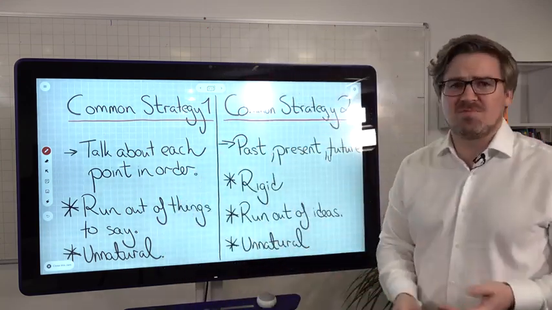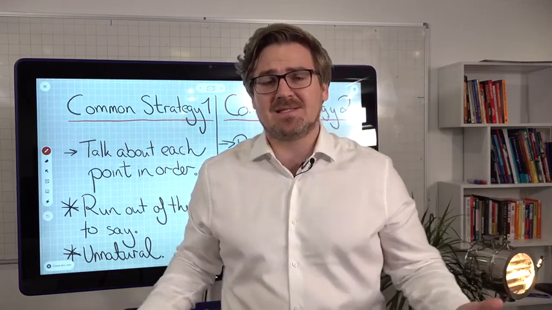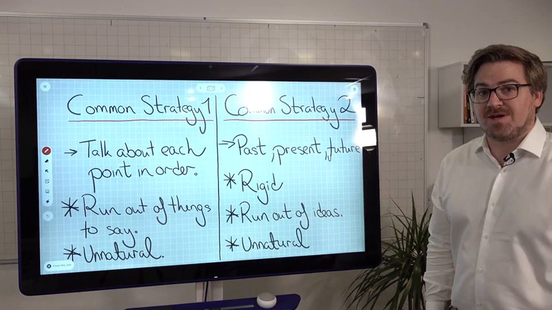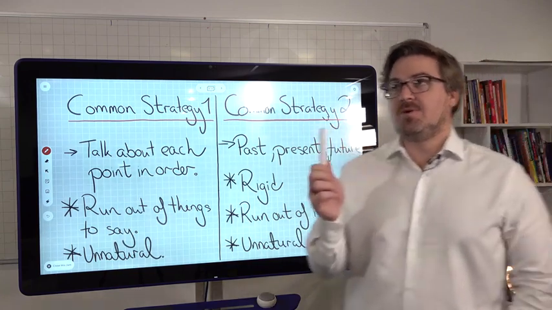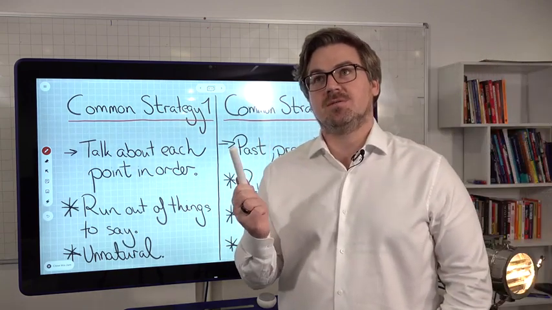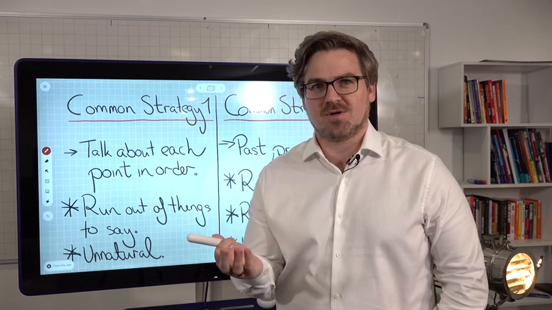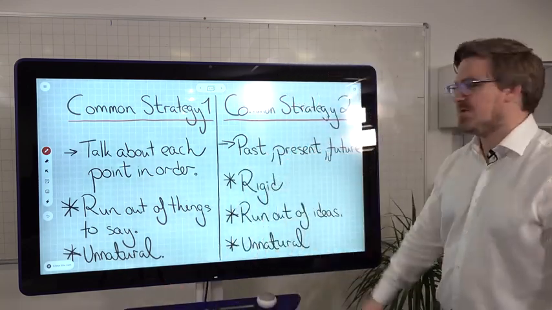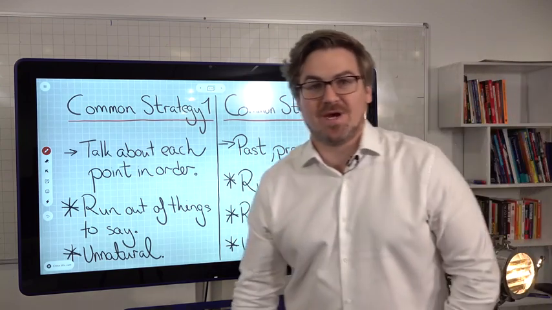It might work for people who need a band 5 or a band 6, but not for band 7, 8, or 9. And you will soon run out of ideas. You'll talk about the past first, and then the present, and then the future. Okay, what do I talk about next? So again, you can't speak for up to 2 minutes, and it's also a very unnatural way.